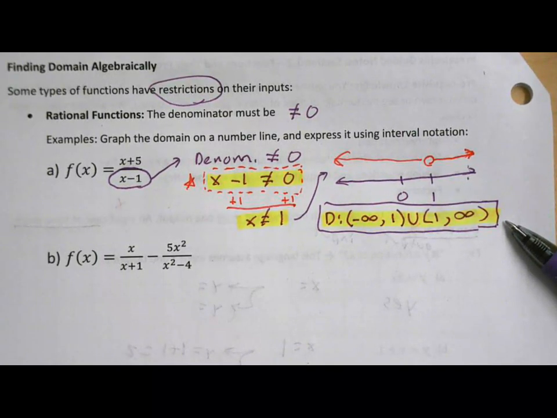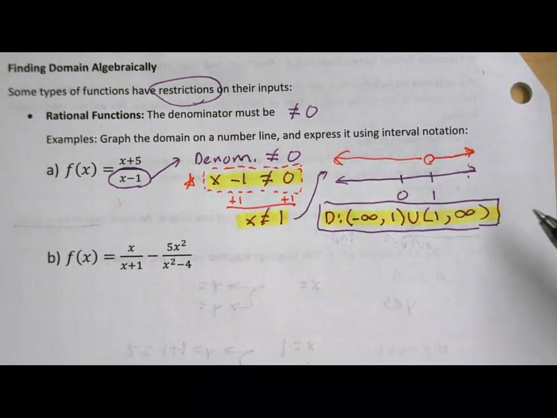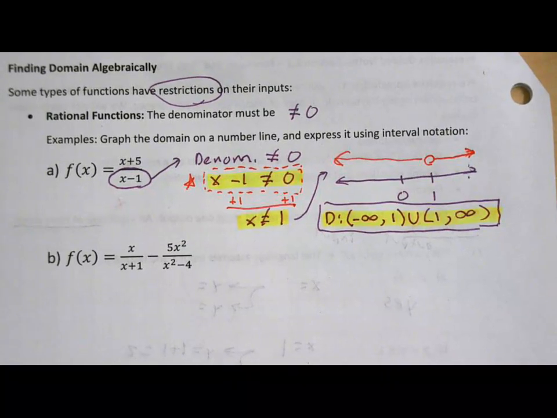The domain are the x or y values? They're x values. The domain is the x values that are allowed to go into this function. Okay, that's what we're doing here.